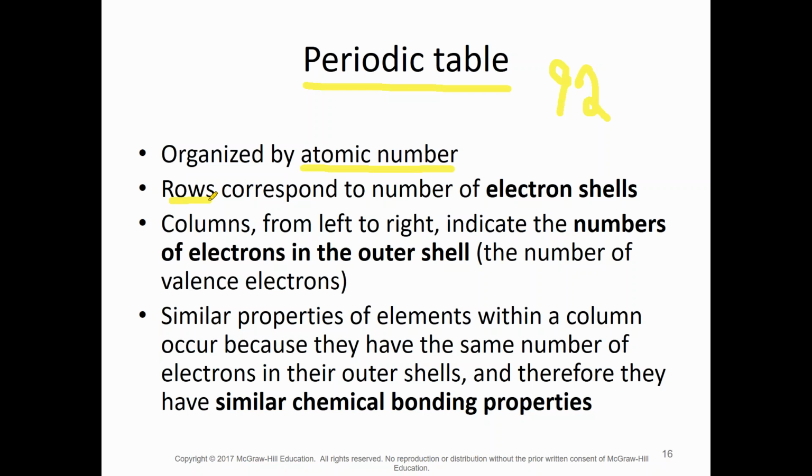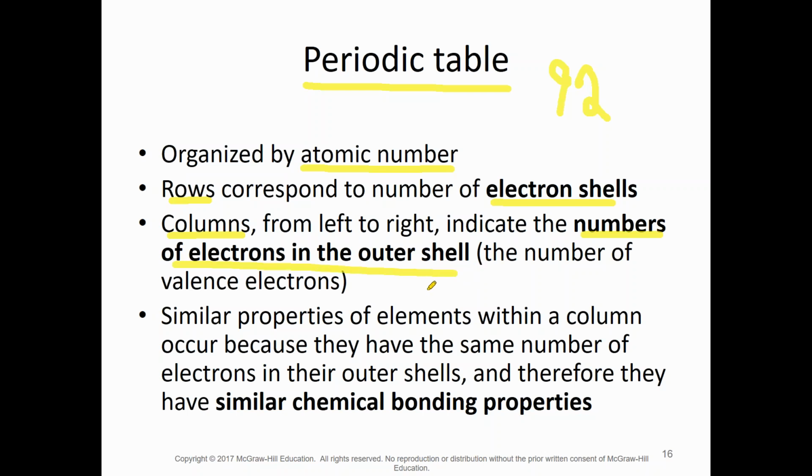The rows in the periodic table tell you the number of electron shells. So if I have an atom in the 3rd row, how many shells does it have? That's right, 3 shells. That's simple. And we have columns in the periodic table. These are vertical, right? Rows are horizontal. Columns, vertical, which are from left to right across the table, but they are vertically arranged, indicate the numbers of electrons in the outer shell.